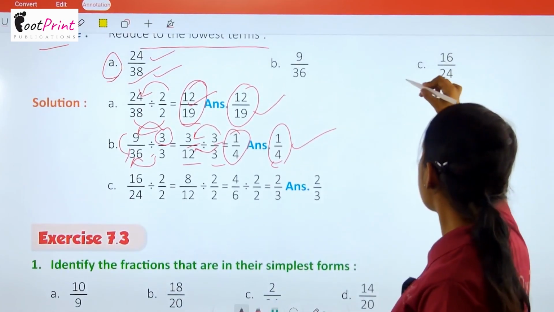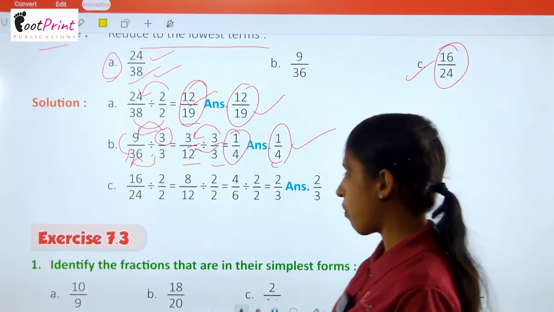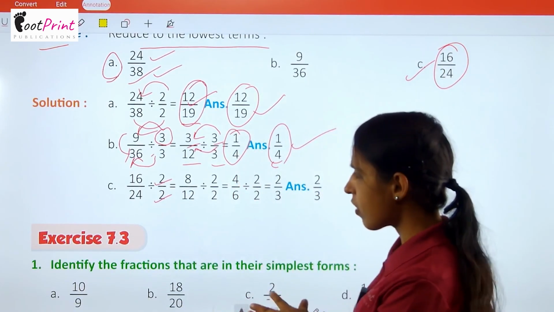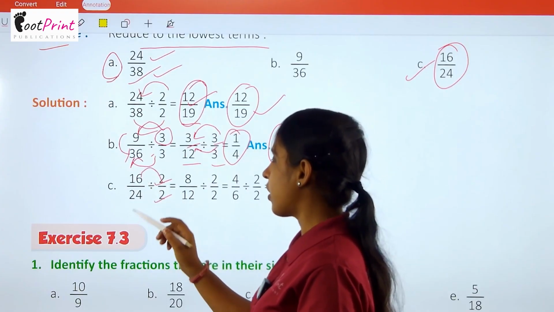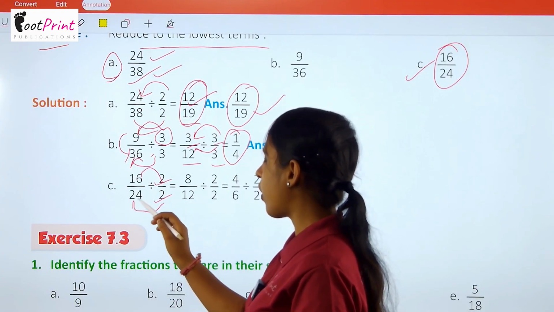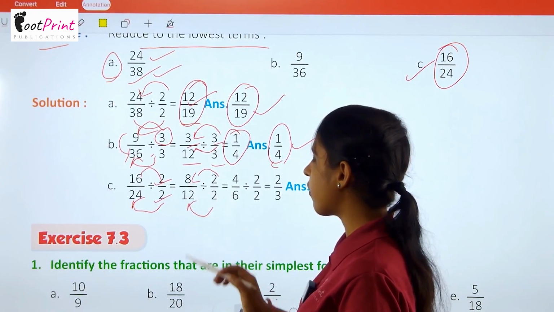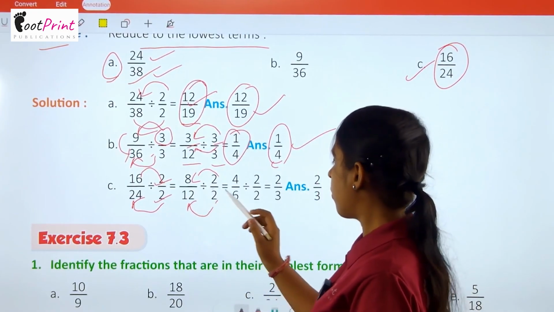Okay. Next one is 16 by 24. 16 by 24 को हम 2 से डिवाइड करेंगे. अब जो उसका कॉमन फैक्टर है 2, 2 8s are 16 and 2 12s are 24. Here we get 8 by 12. Again we will divide it by 2. 2 4s are 8, 2 6s are 12.